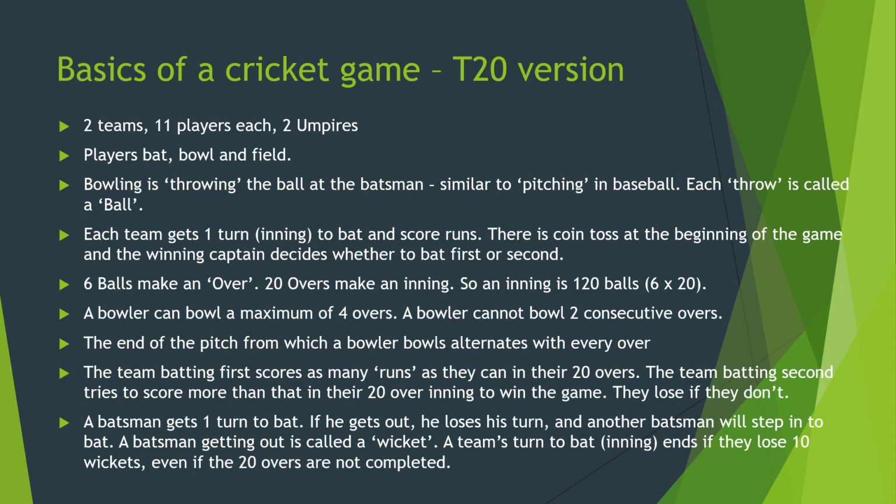And the team's turn to bat ends, or basically the inning ends, if they lose 10 wickets, even if the 20 overs are not completed. So they're allocated 20 overs. If they lose 10 wickets before those 20 overs are bowled at them, their inning still ends. So that's the basic structure of the game.